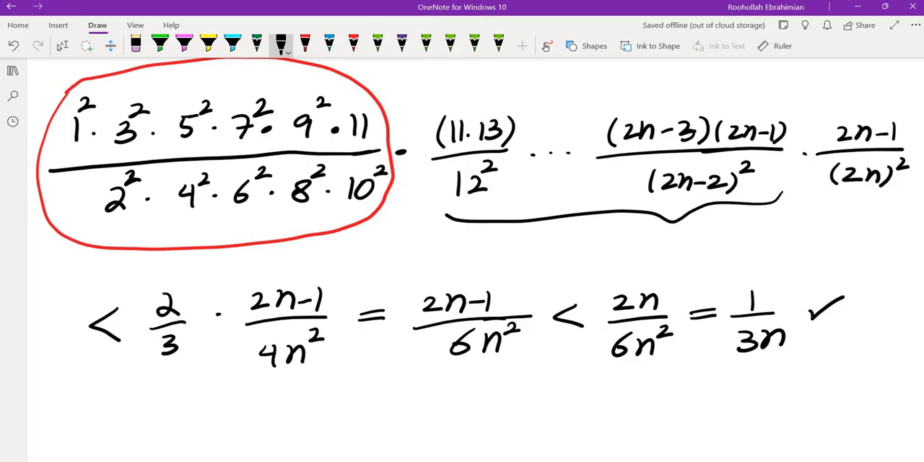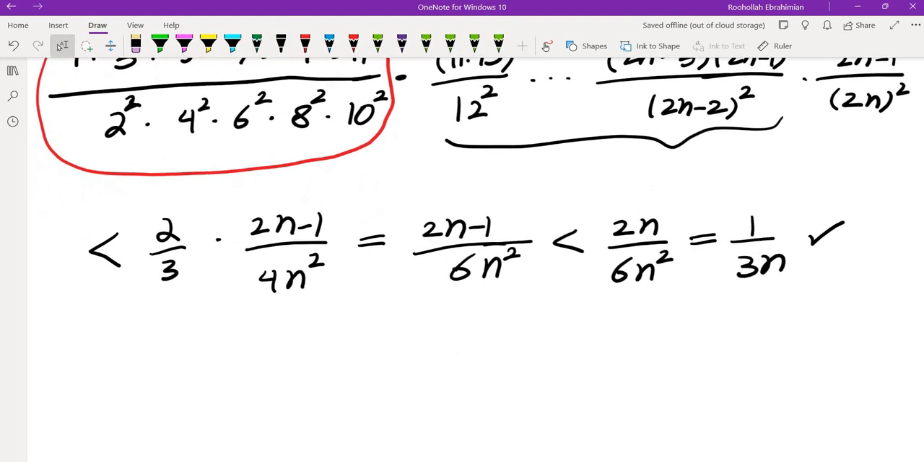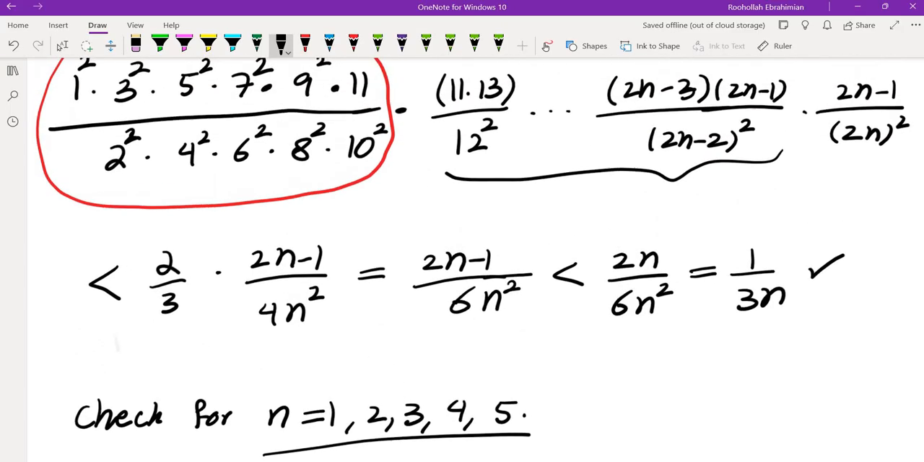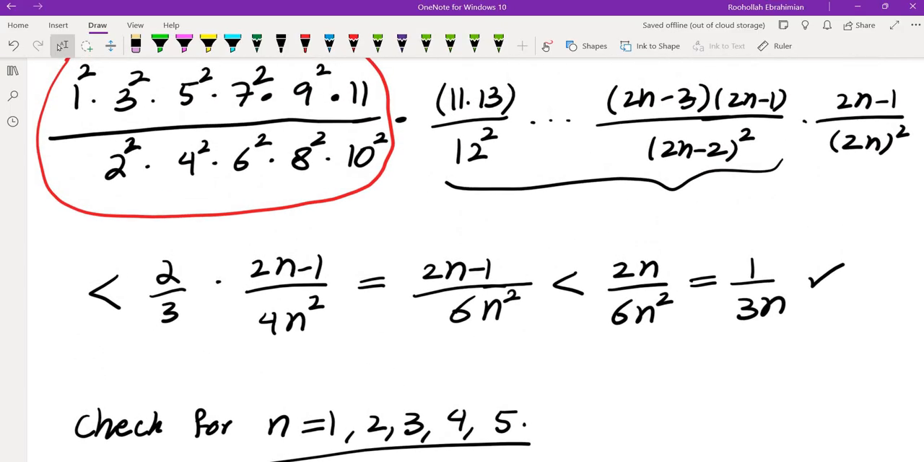This only works after a point, for n equals 6 or above. For n equals 1 through 5, we have to check n equals 1, 2, 3, 4, and 5. So manually we check these, and after that, this method does work. And that brings me to the end of this solution. I will see you in the next video.